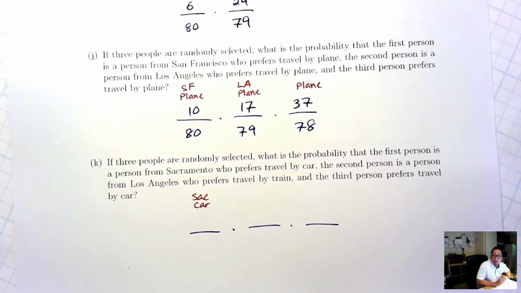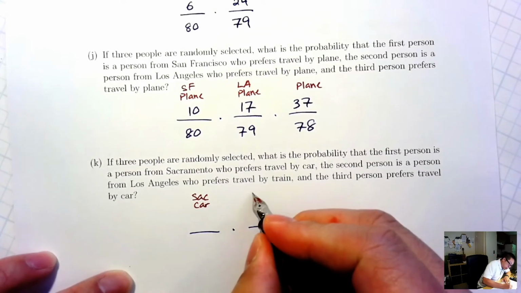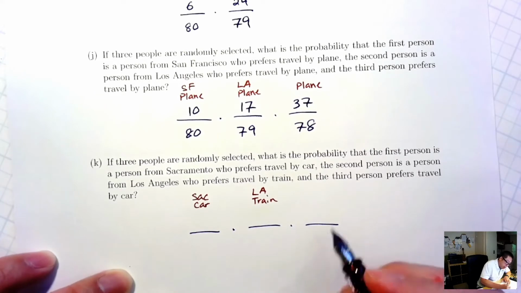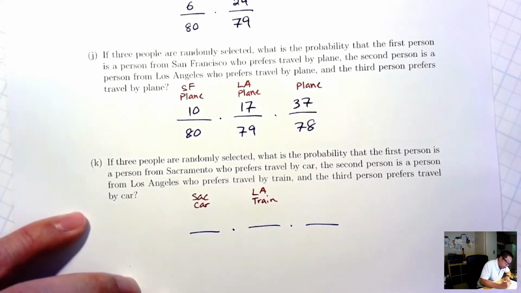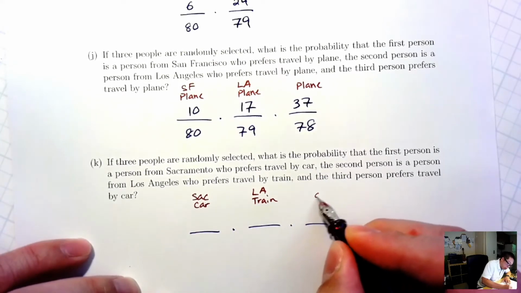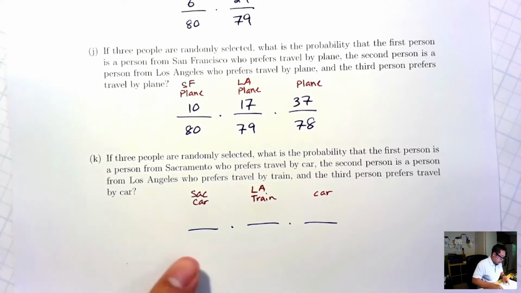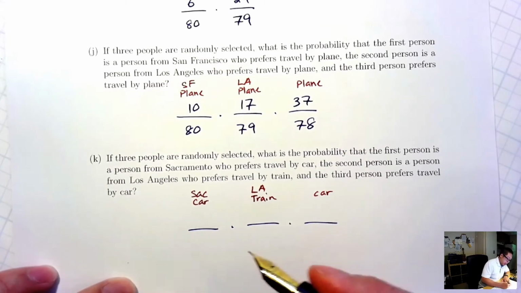Second person is Los Angeles who prefers travel by train, so LA train. Third person prefers travel by car, so third person is just regular car. Okay, no city. All right, first fraction, bottom's going to be everybody, which is 80.